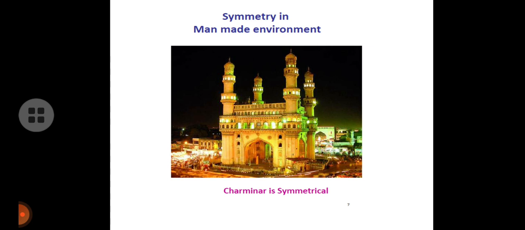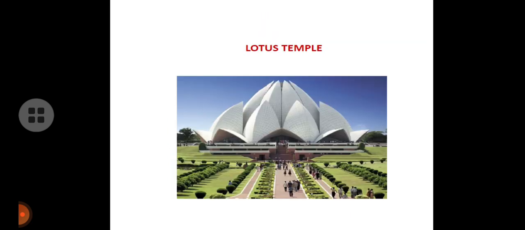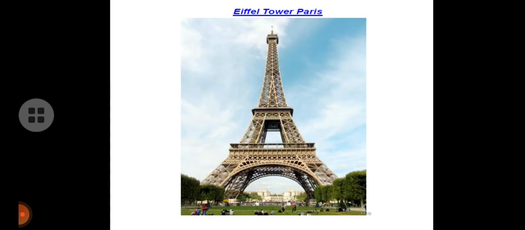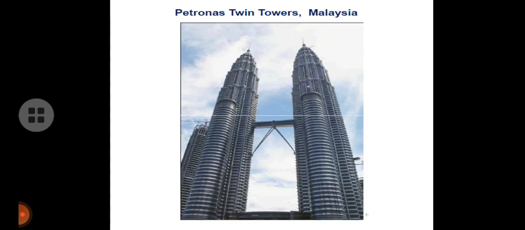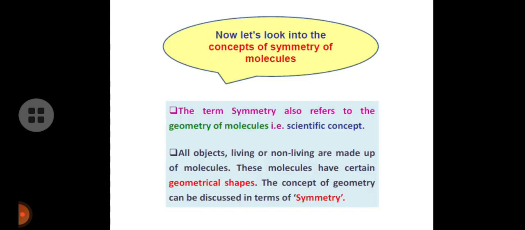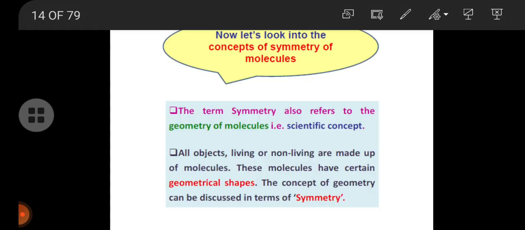And in Hyderabad, among man-made structures, the Charminar is also a symmetrical structure. The Lotus Temple is also a symmetrical structure. The Taj Mahal looks beautiful because of its symmetry. The Eiffel Tower looks beautiful because of its symmetry. And the Petronas Towers in Malaysia, and the Indian Parliament. All these look beautiful because of their symmetry.